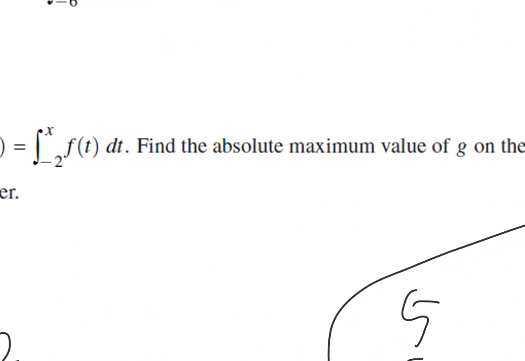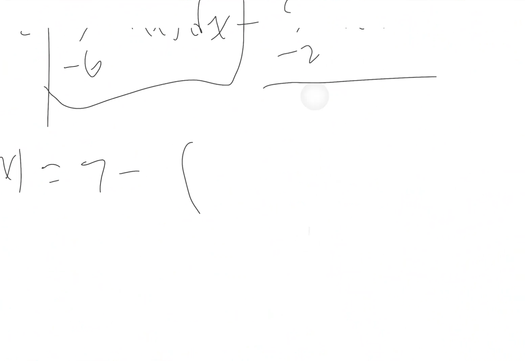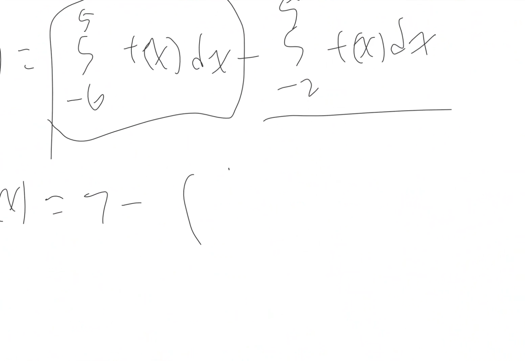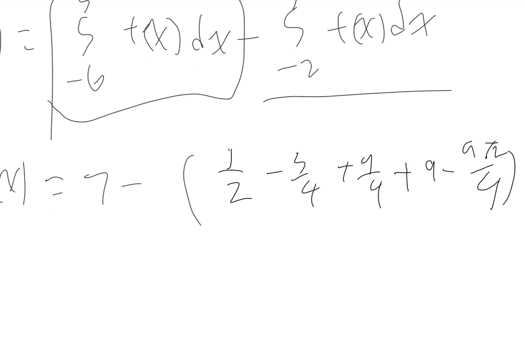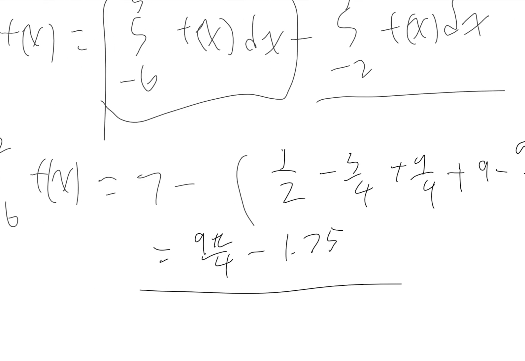Now all we have to do is plug it in here. It'll be 1/2 minus 3/4 plus 9/4 plus 9 minus 9π/4. And if you do all the calculations, it should come out as 9π/4 minus 1.75. Can't really do anything about the pi, and so this is the answer for A.